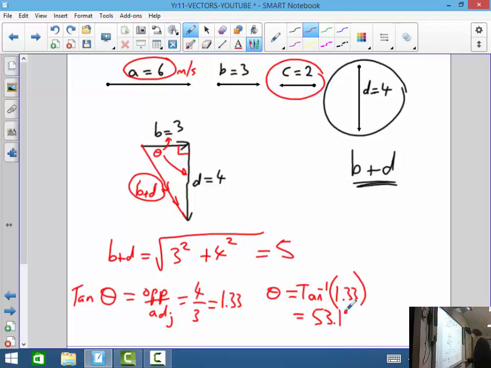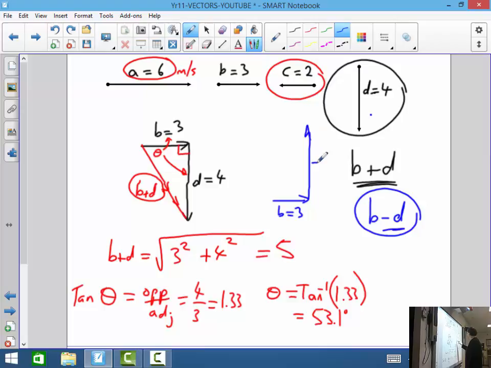Now, how would this differ if we had changed this question to be B take D? What would you do then? If you look at it, the B would still be 3 to the right, as before. But to subtract D, we really want to add D in the opposite direction. So it was going down before, now we need to go up. You subtract D, so it's 4 upwards this time.